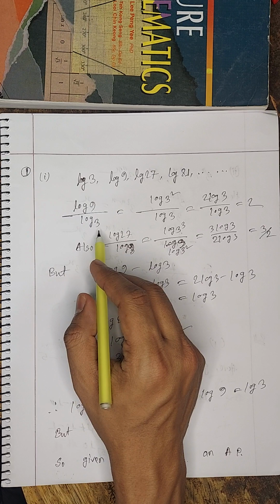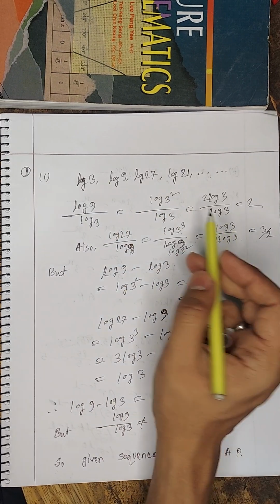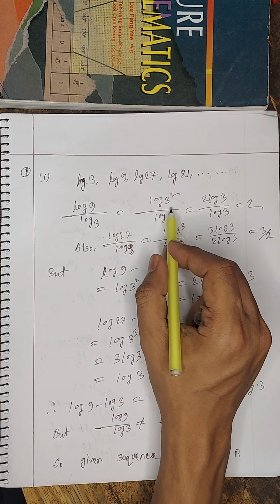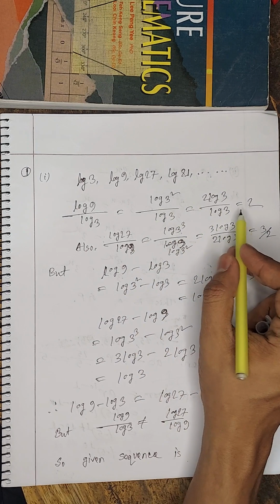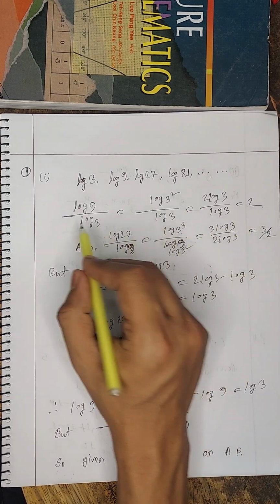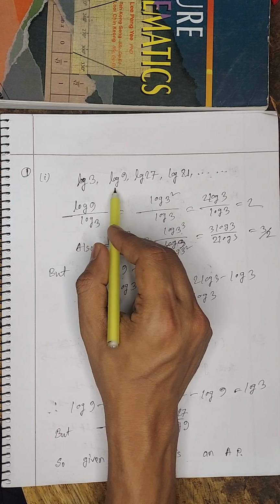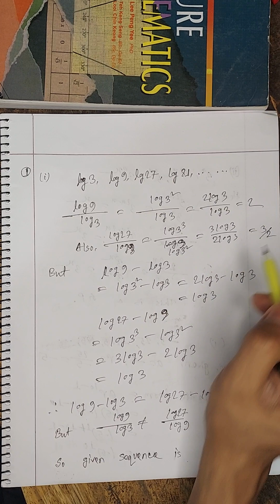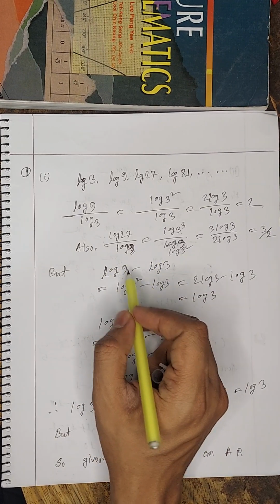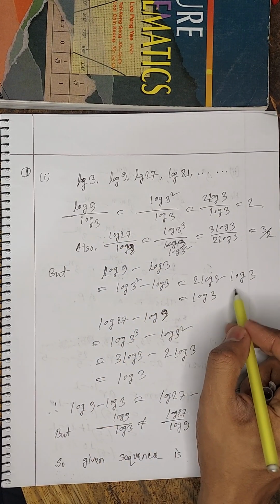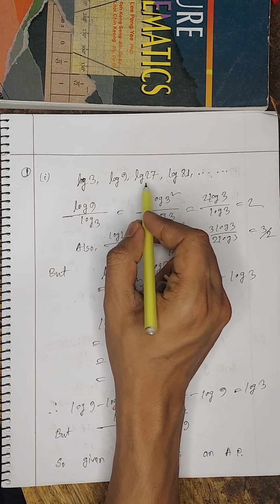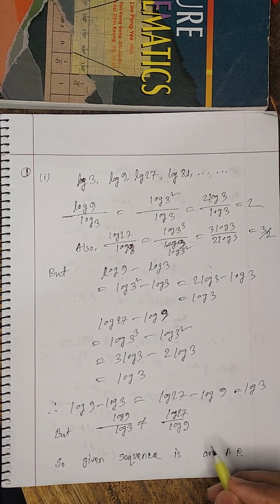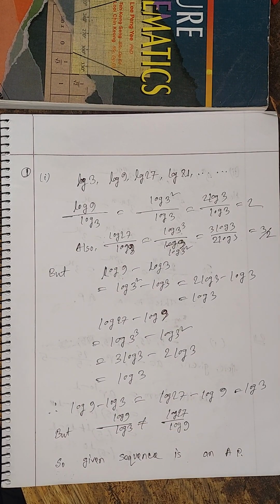First we have to see the ratio of two terms. Here we can see that if we divide log 9 by log 3, we can write log 9 as log 3 square, and our result will be 2. The ratio of these two terms will be 2, and similarly the ratio of the second and third terms will be 3 by 2. That is, these ratios are not equal, but if we take the difference of log 9 and log 3, it will be log 3, and also the difference of log 27 and log 9 is also log 3. So that's why this given sequence is an arithmetic progression.